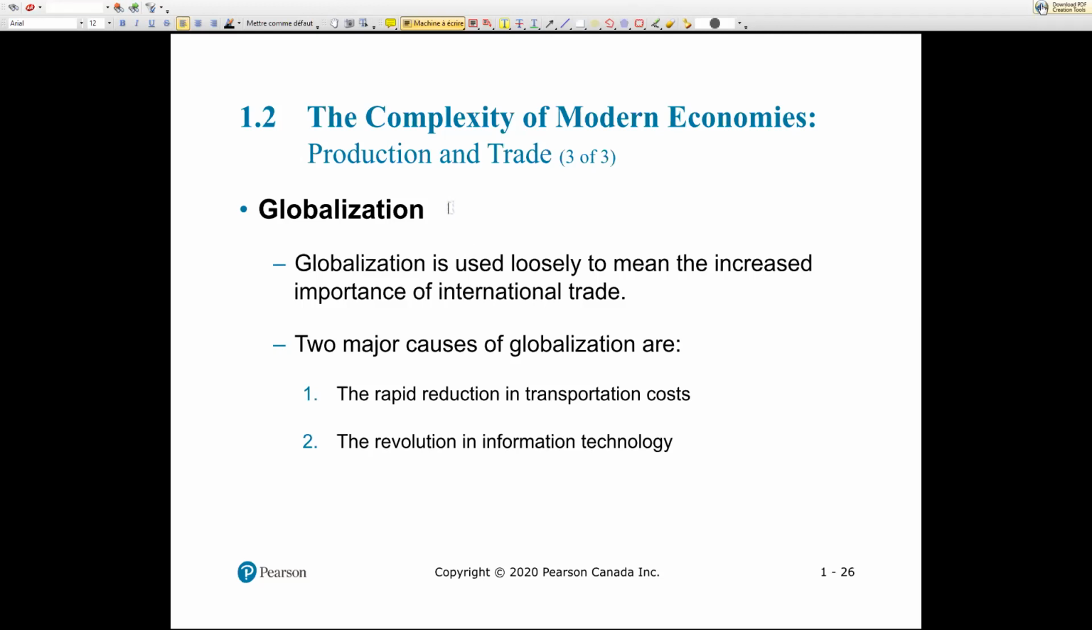Anytime we have a new technology that allows people to travel faster or exchange things faster, it's brought about by technology.